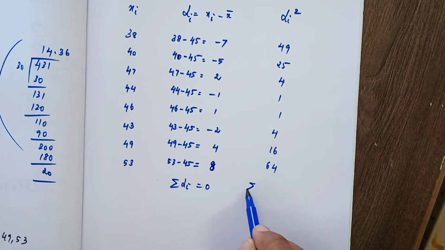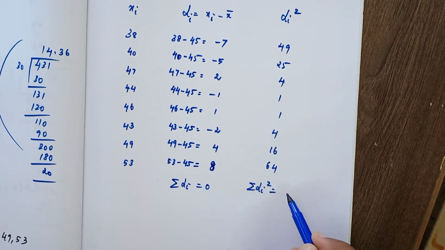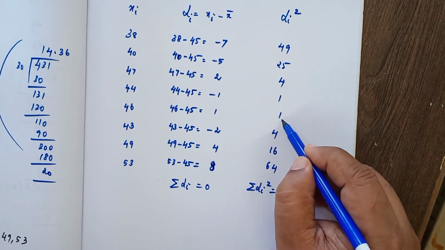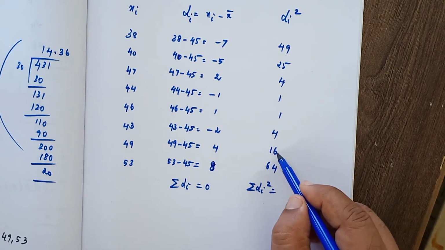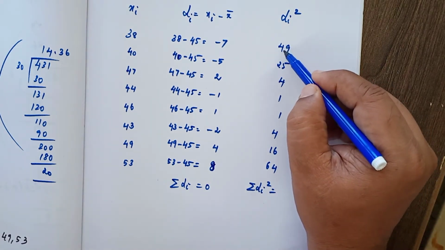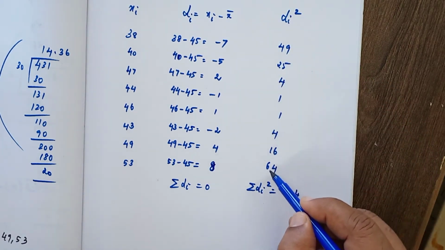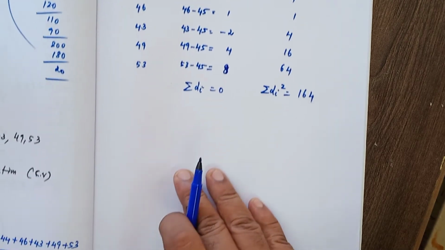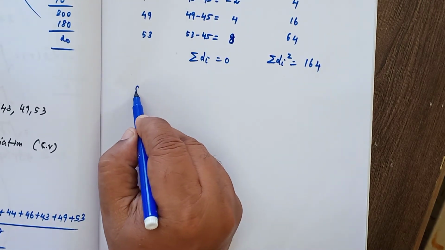Now we have to calculate sigma di square. 49 plus 25, 74 plus 4... 9 plus 5, 14 plus 4, 18. 18 plus 2, 20. 20 plus 4, 24 plus 6, 30, 34. Balance 3. 3 plus 4, 7 plus 2, 9. 9 plus 1, 10. 10 plus 6, 16. 164. Now we can calculate the standard deviation.